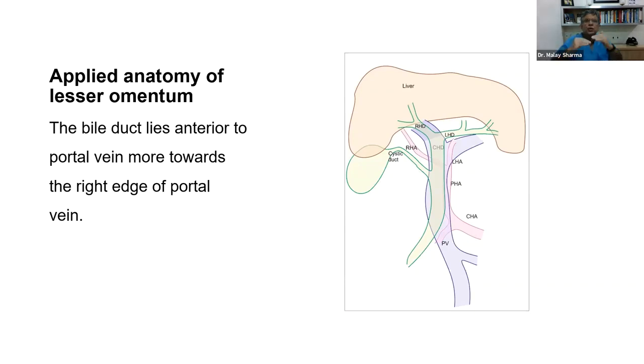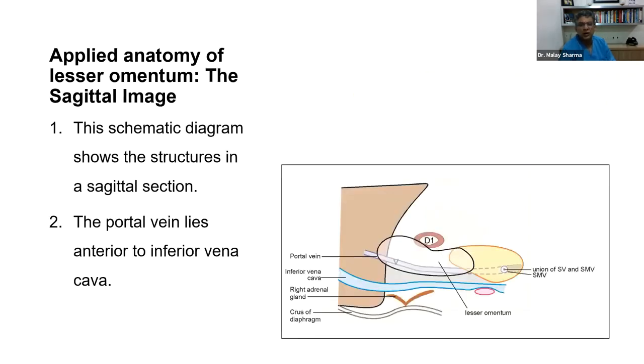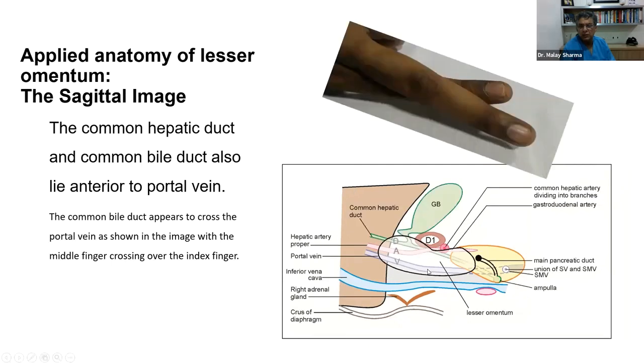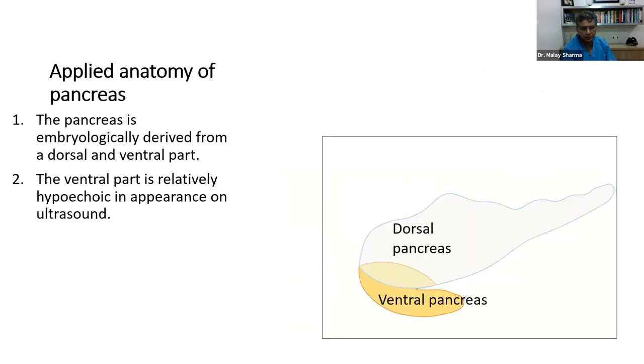So each union and bifurcation going from below upward, you must imagine, and then you must see how this vein, artery, common hepatic duct, common bile duct are uniting and dividing. And this is a diagram where we see one by one. This is the hepatic artery dividing above and below portal vein. And the next diagram shows how the common bile duct goes from the most anterior structure in the hepatic hilum to lie as the most posterior structure when it joins in the ampulla.